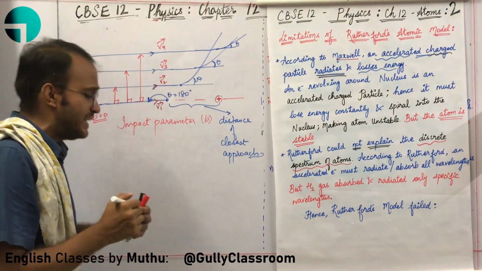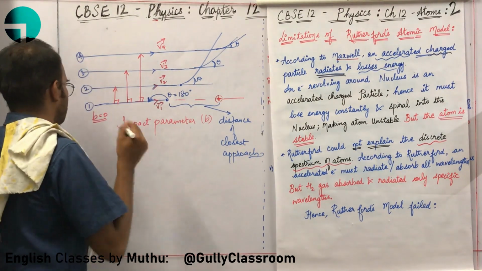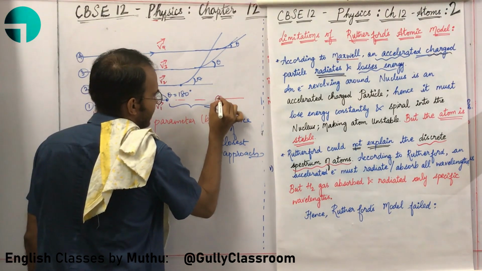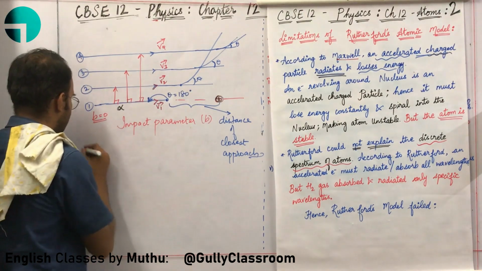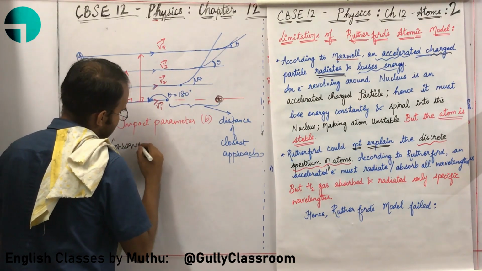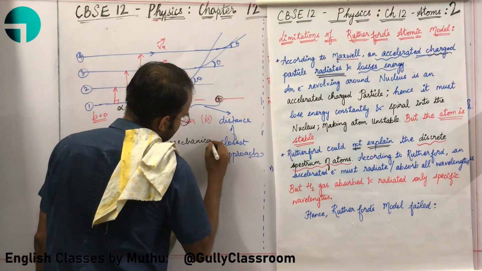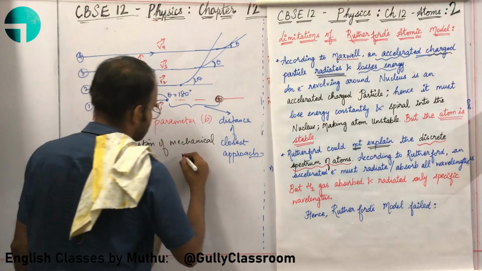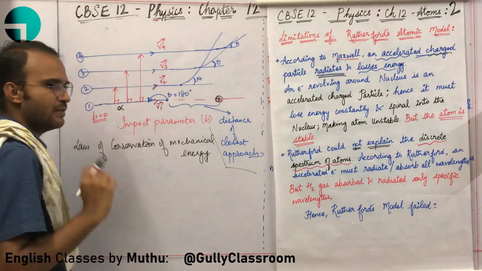On what concept is that idea based on? The alpha particle is coming towards the nucleus. Here, according to the law of conservation of mechanical energy, the final and the initial energies of the total system have to be the same.